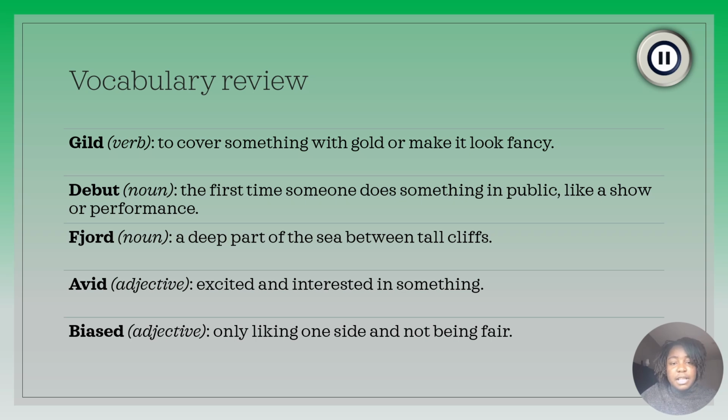A ford is a shallow crossing in between cliffs. So inside the ocean, there could be really, really big mountains and stuff. So you have that actually comes right all the way up. So right at the top, it looks like two cliffs, and in the middle, that's the water there is called a ford. Avid means excited and interested, and bias means an unfair, one-sided way of looking at things.